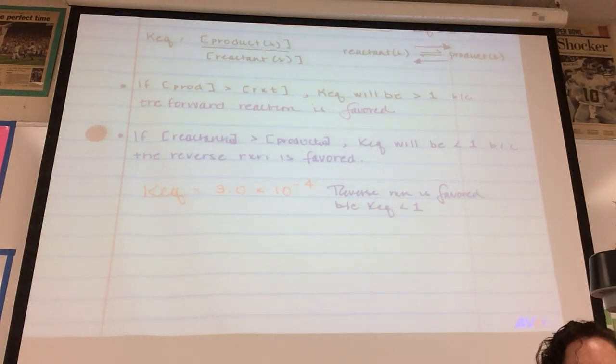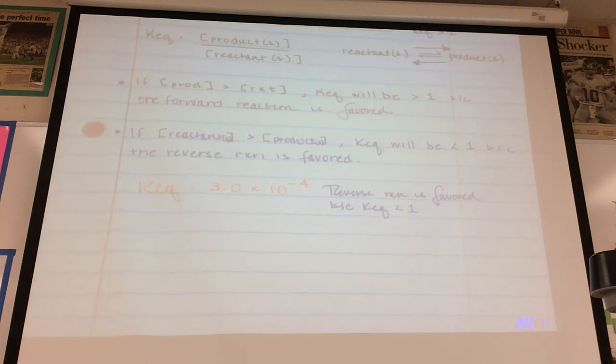So once you calculate your KEQ, I'll ask you to interpret it, and I won't say interpret it. I'll say is KEQ greater than, less than, or equal to 1? Explain why. So here, you would say that the reverse reaction is favored because the KEQ is less than 1. Now don't be confused. KEQs can, of course, not be negative. So if it's less than 1, it is greater than 0. It's just to a negative exponent.